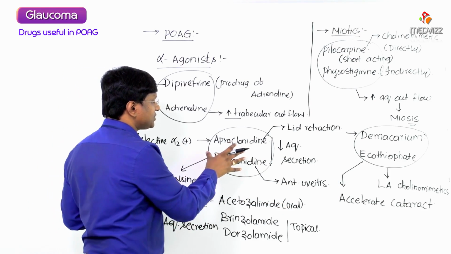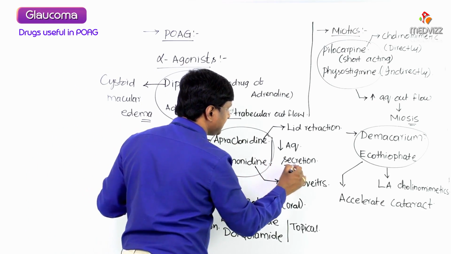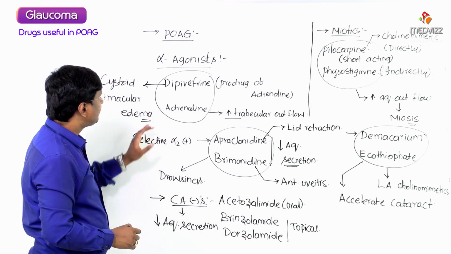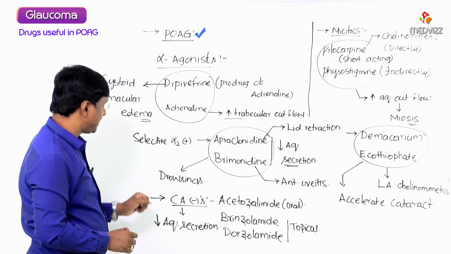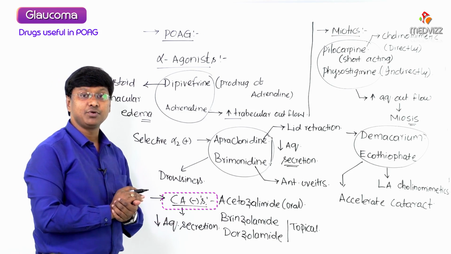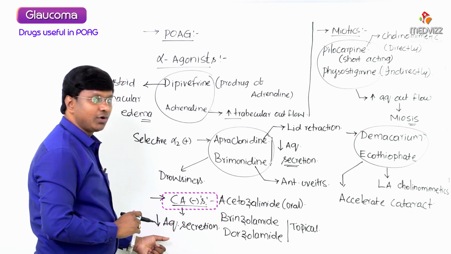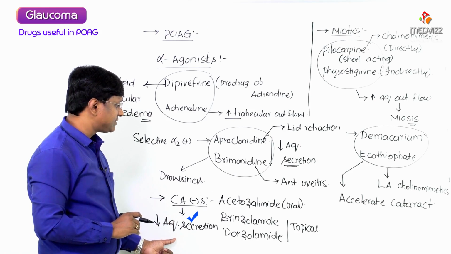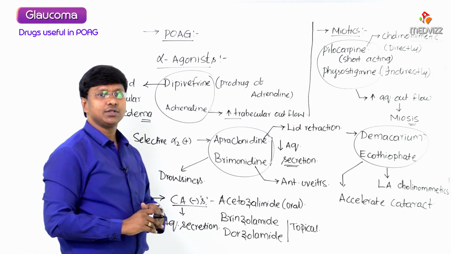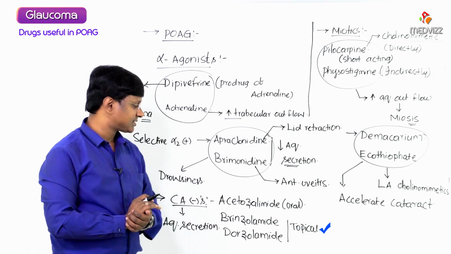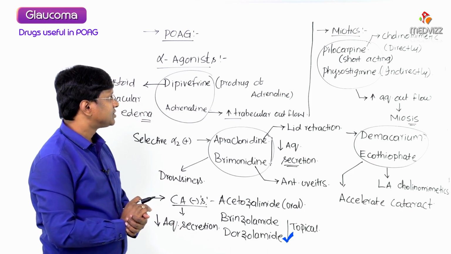Both of these drugs will decrease the aqueous secretion. Next, the other group of drugs used in the treatment of primary open angle glaucoma are carbonic anhydrase inhibitors. What do they do? They will decrease the aqueous humor production. The drugs are, in the oral formulation, acetazolamide, and in the topical formulation, brinzolamide as well as dorzolamide.